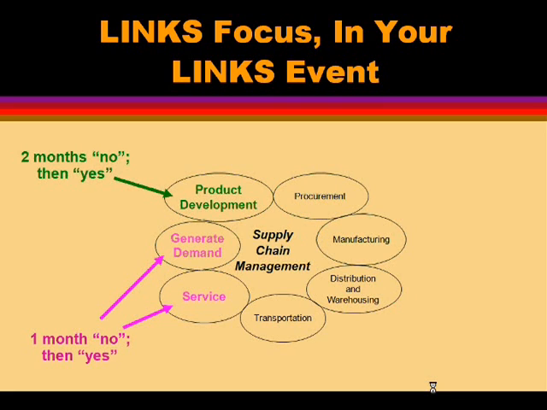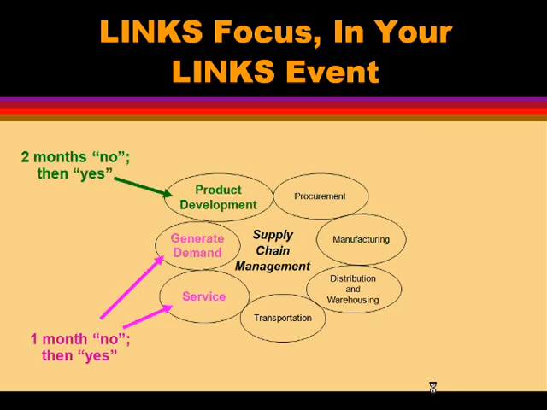So for the second month, you take decisions on procurement, manufacturing, distribution and warehousing, transportation, generate demand, and service. And once you receive the results for the second month, now you're ready to include the product development decisions as well. So the third month decisions that you will be making could include all of these modules.